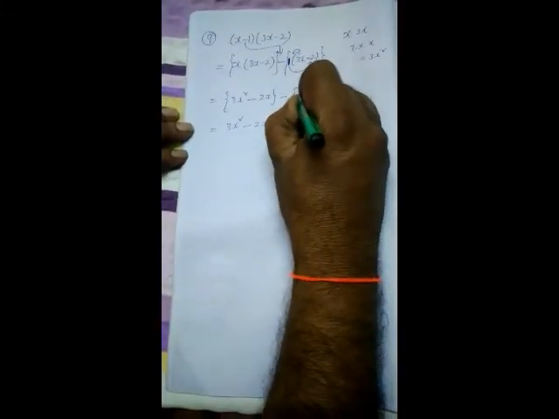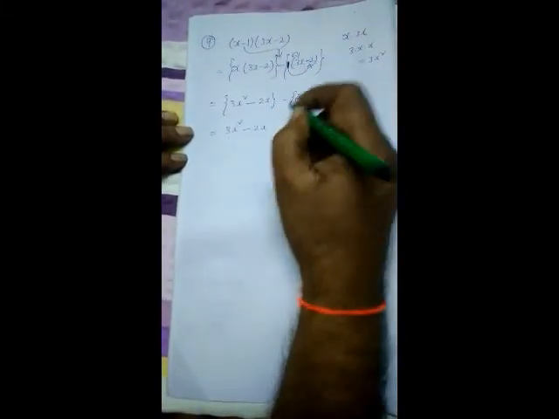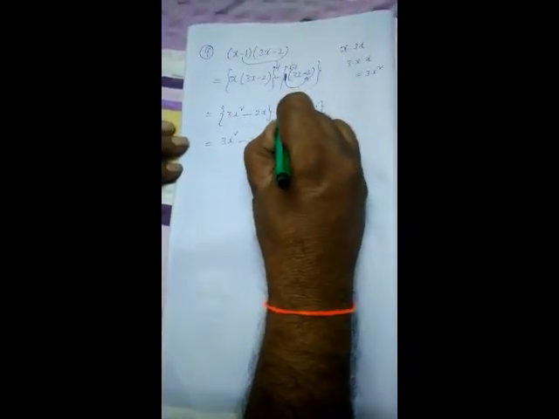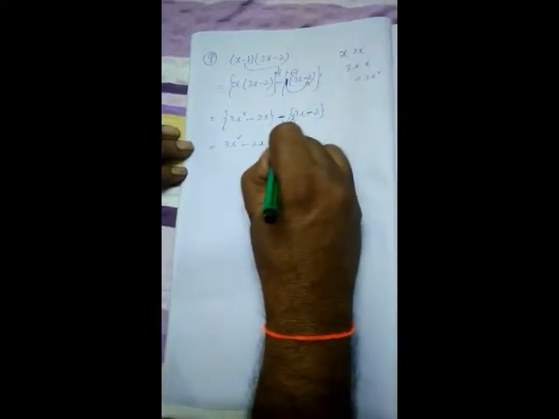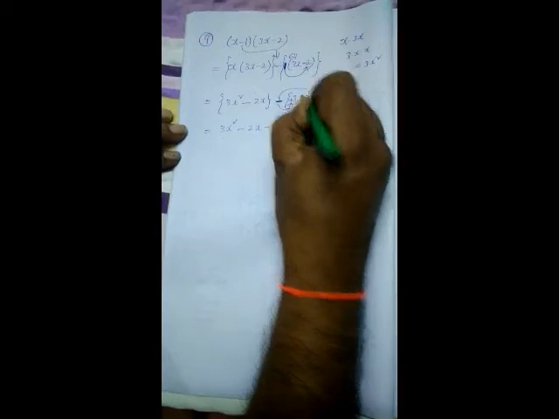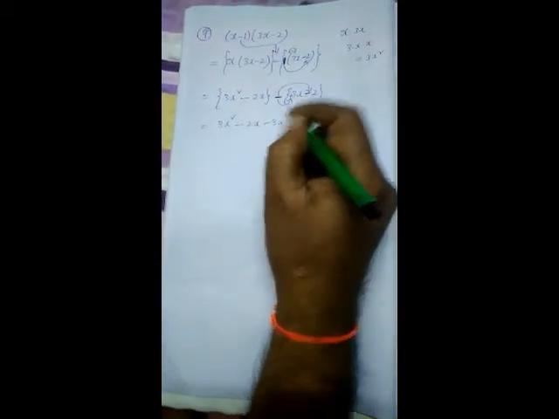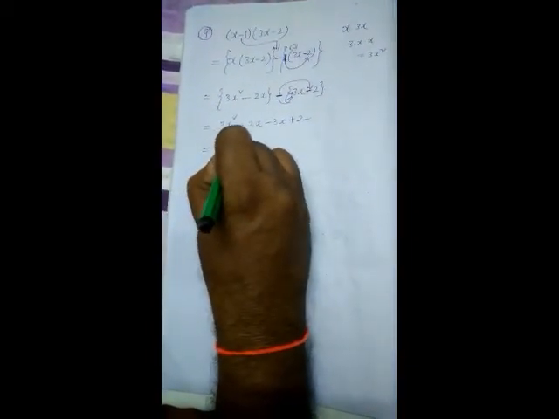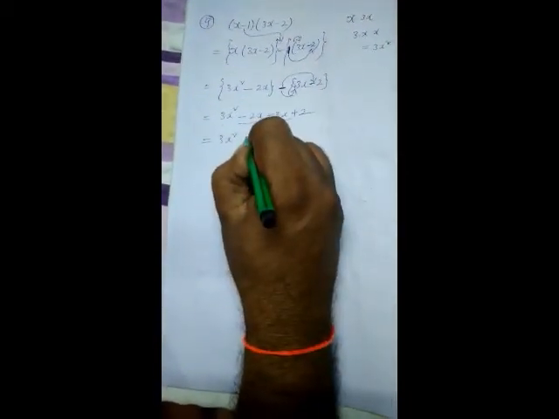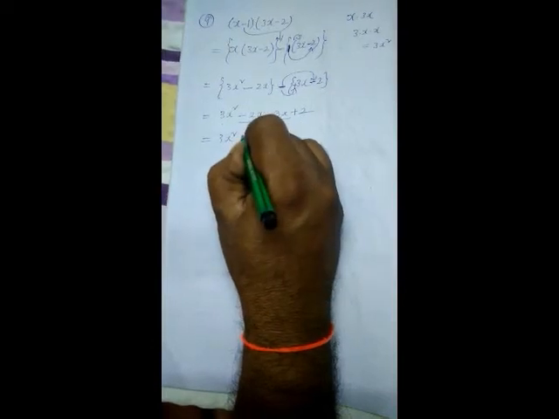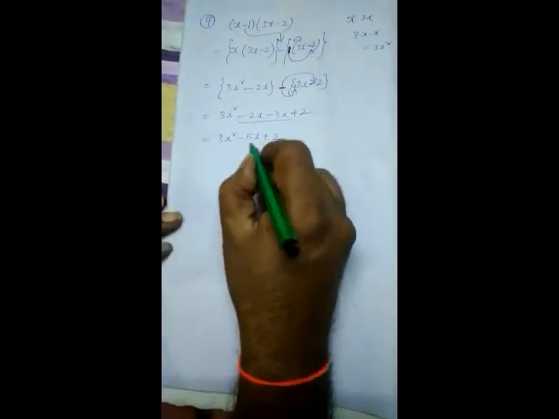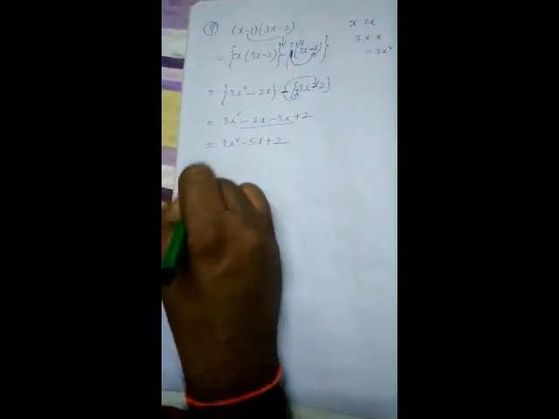The sign of 3x is equal to plus. Here, because of this minus, this plus will be minus 3x. Because of this minus, this will be plus 2, is equal to 3x square, like terms, minus 2 minus 3 is nothing but minus 5. That means minus 2x minus 3x is equal to minus 5x plus 2. This is the 9th question. Now, the 10th question.